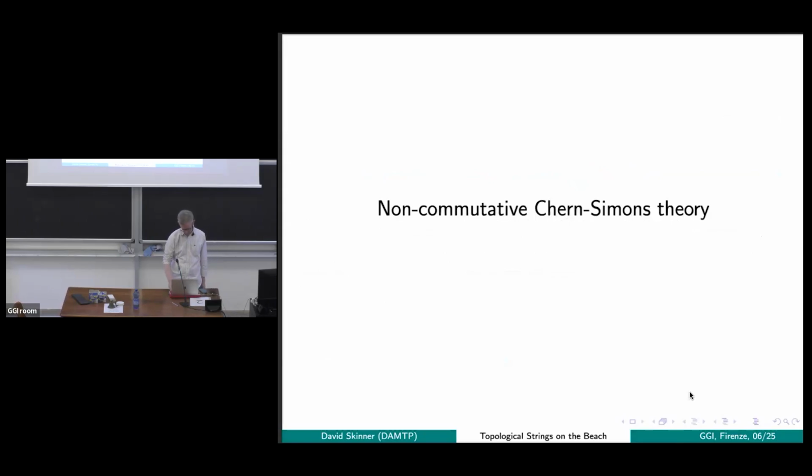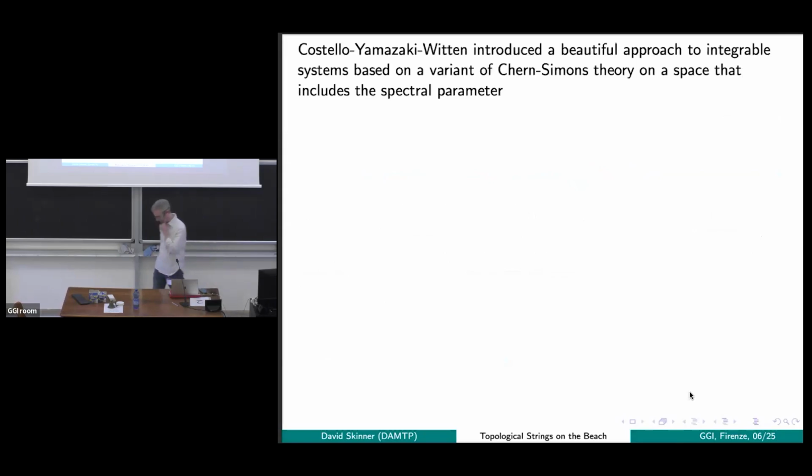So let me start to talk about that. So now let me build in a way of fitting this into the standard framework, well, one of these recent frameworks of integrable systems. In the case of integrable systems, Costello, Yamazaki, and Witten introduced a beautiful approach to understanding them based on some sort of variant of Chern-Simons theory on some space that includes the space where the integrable system lives, but also includes, as part of the geometry of the space, the spectral parameter as well.